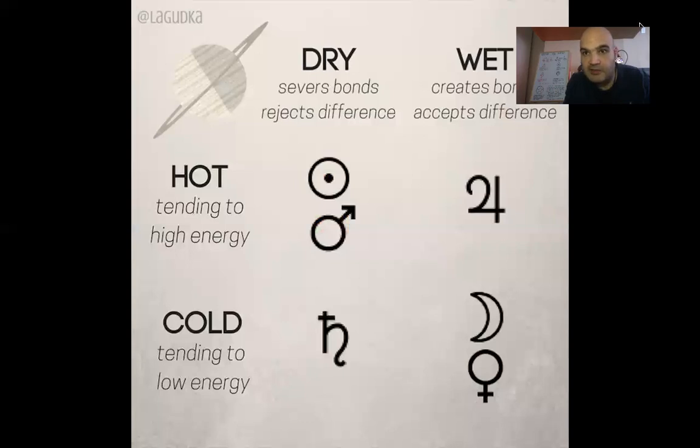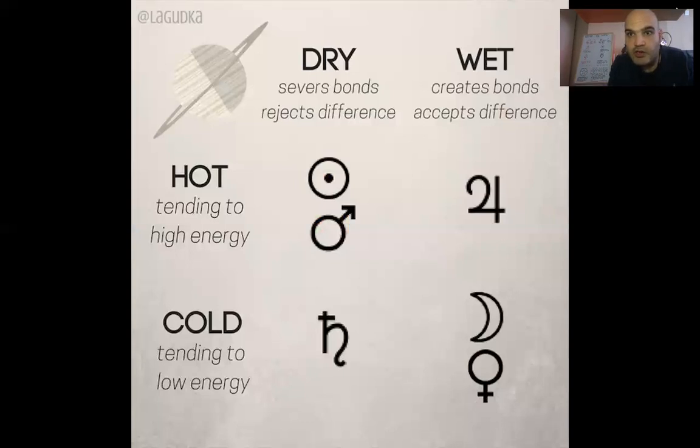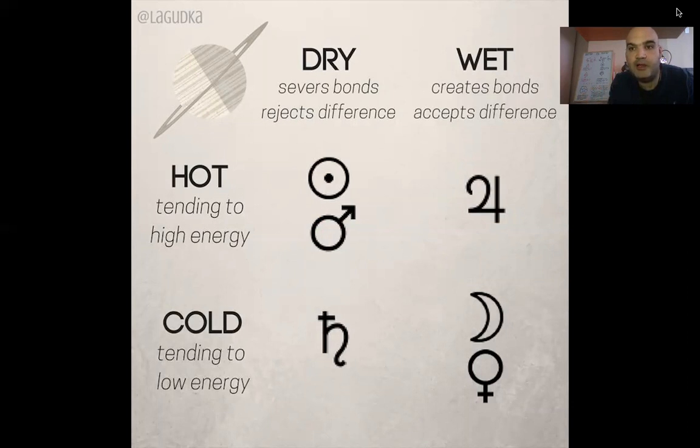Yeah, so again, this just goes into talking about the humors of each of the particular planets. So when we look at the sun and Mars, they're hot and dry. When we look at Jupiter, it's hot and wet. When we look at Saturn, it's cold and dry. And when we look at the moon and Venus, it's cold and wet.